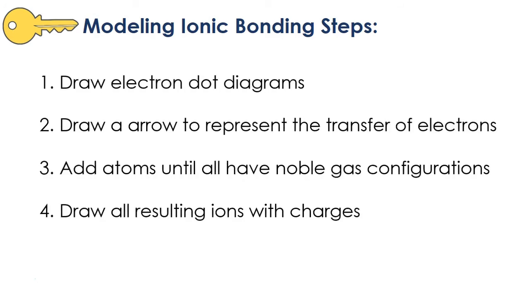There are specific steps you can remember to model ionic bonding. The first thing you want to do is draw the electron dot diagram for each of the elements that are given. Then you want to draw an arrow or arrows to represent the transfer of the electrons. You're transferring your metal electrons to a nonmetal. Then you want to add atoms until all elements have a noble gas configuration, and that means that each element has 8 valence electrons around it. Then you want to draw all resulting ions using their charges.